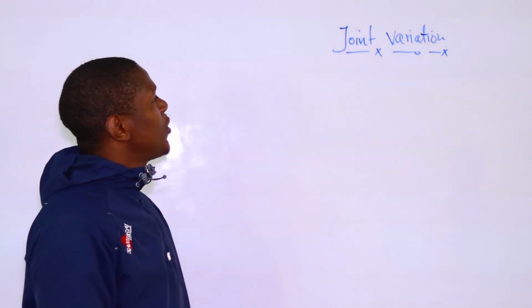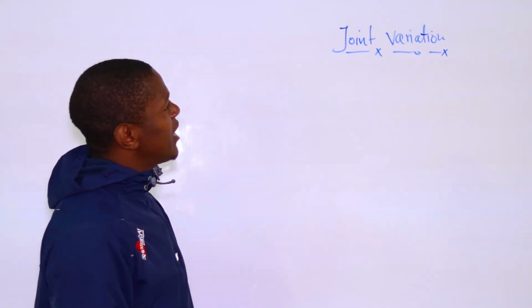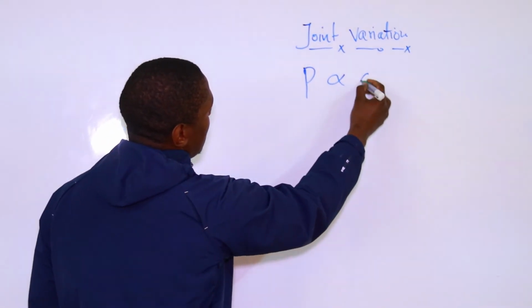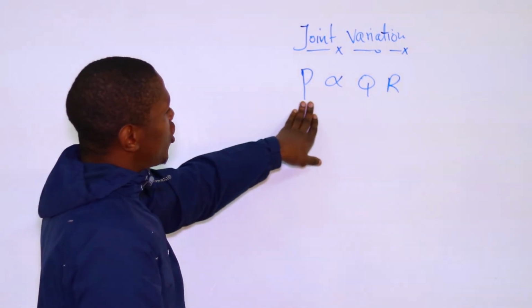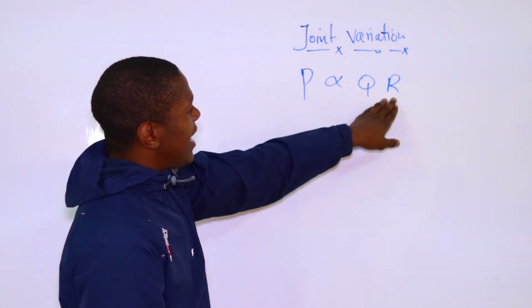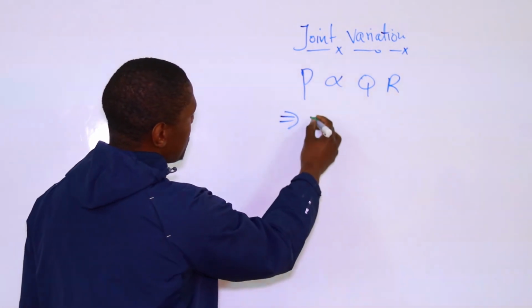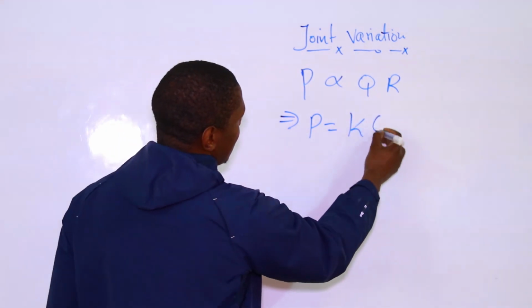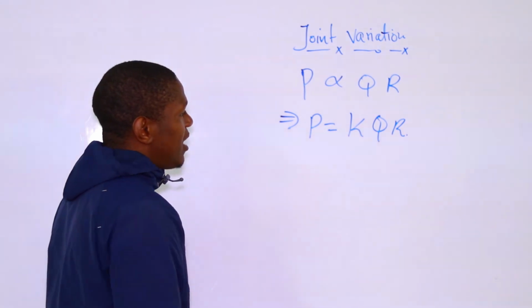Hello, today we are going to discuss joint variation. For example, if you are considering a variable p, which is a product of two other variables, let's say q and r, we say that p varies jointly as q and r. That is a product of q and r. This implies that p is equal to a constant of proportionality k times q and r, where q and r are variables.